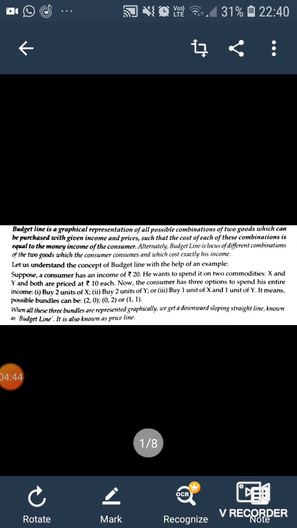So for the example given here for budget line, income is 20 rupees, commodities X and Y, price is 10 rupees each. So if he buys 2 units of X, he spends the entire amount of rupees 20. If he buys 2 units of Y, he buys it with the entire amount of rupees 20 because it is 10 rupees each. So if he buys 1 unit of X, with the left amount he can buy 1 unit of Y. So what are the possible bundles? (2, 0), (0, 2), (1, 1).